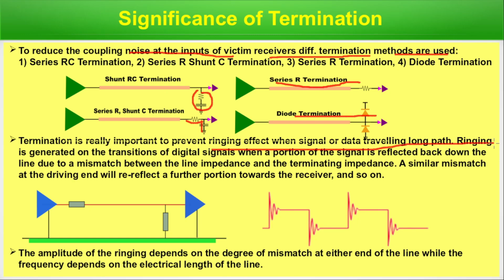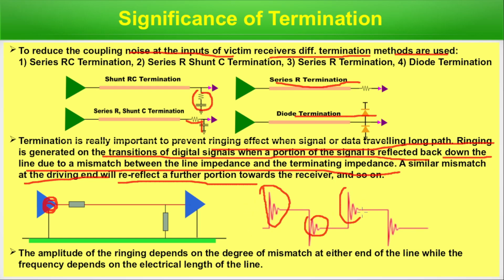Ringing is generated on the transitions of digital signals when a portion of the signal is reflected back down the line due to a mismatch between the line impedance and the terminating impedance. We know when it's perfectly matched, no part will be reflected back. If there is a mismatch, then obviously a part is reflected back. And if a similar mismatch is at the driving end, it will re-reflect a further portion. Like here, if this is the input driver, it also has an impedance, and if it's not matched, then again a part of it will get reflected back. This keeps happening. This creates the ringing effect, and it gives an oscillation-like structure to the waveform. That's not desired.